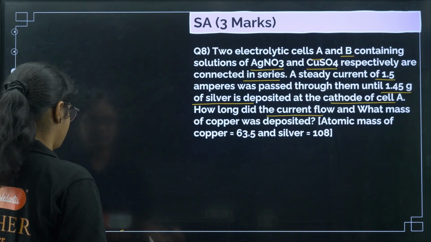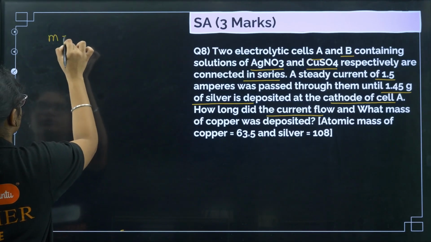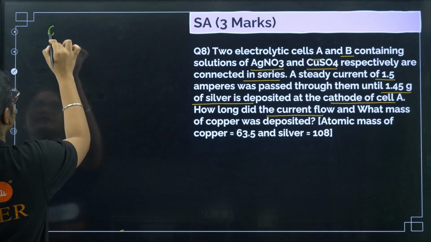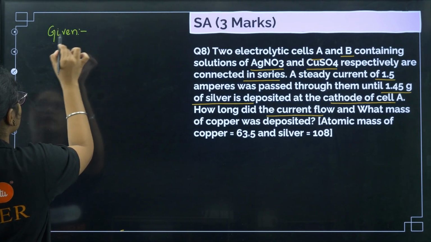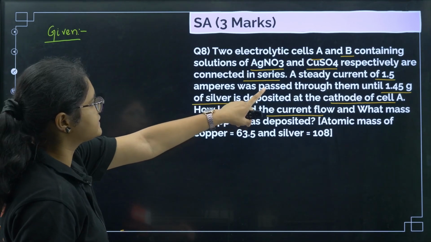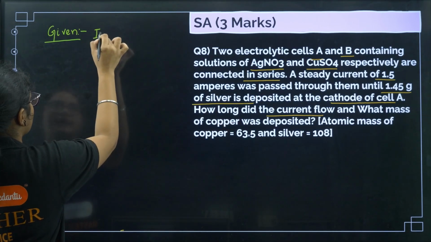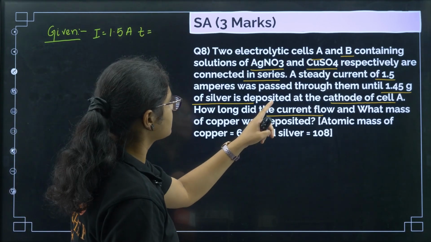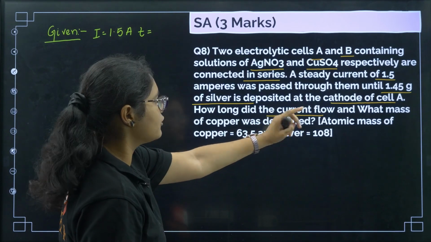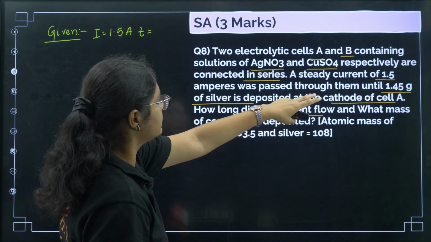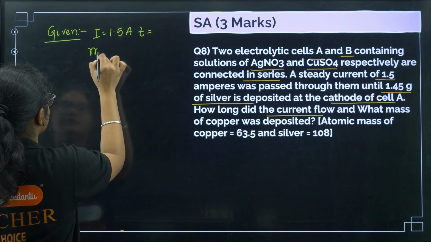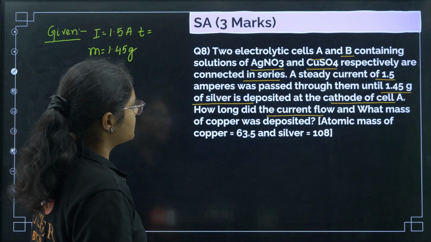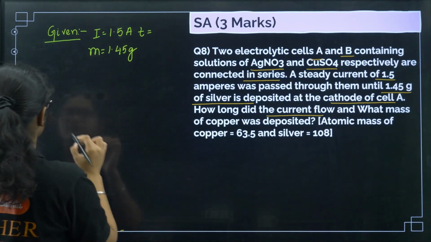So now we have Faraday's first law here. We'll first write the given data. We have a steady current of 1.5 ampere, so I is 1.5 ampere. Time we need to calculate, how long did the current flow. Then how much silver was deposited? Silver deposited is 1.45 gram. Clear? Done this one.